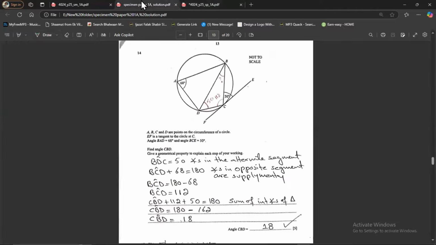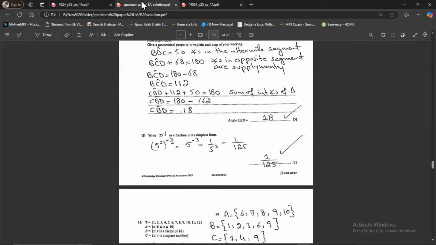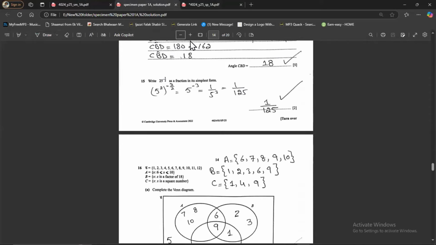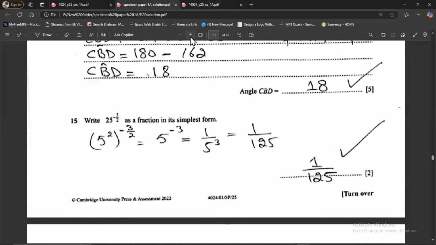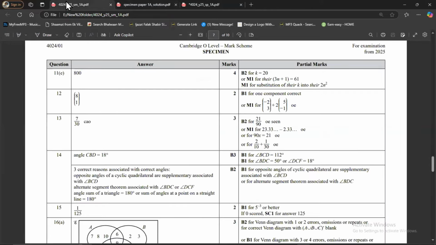Okay, if you prime factorize 25, it will be 5 squared. So in the place of the 25, I can write 5 squared, and that is raised to power minus 3 by 2. 2 and 2 will be cancelled, so 5 raised to power minus 3. So take this into the denominator: 1 divided by 5 raised to power 3. So that is 1 divided by 125. So 1 divided by 125 is the answer.